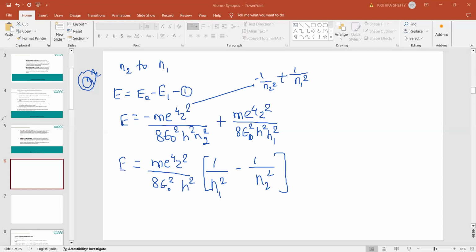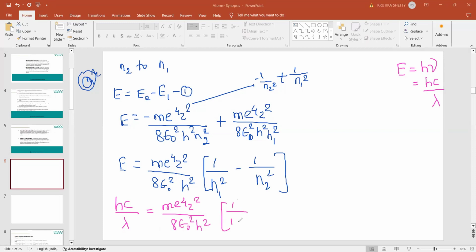Now I am substituting on the LHS side: energy is equal to hc divided by lambda, because we know that the energy is nothing but the energy of the photon. The energy of the photon is given by h nu, which is equal to hc divided by lambda, because nu is equal to c divided by lambda, the relation between frequency and lambda that I told you just now. So hc by lambda is equal to, keeping this term as it is, m e to the power 4 z square divided by 8 epsilon naught square h square into the bracket 1 upon n1 square minus 1 upon n2 square.